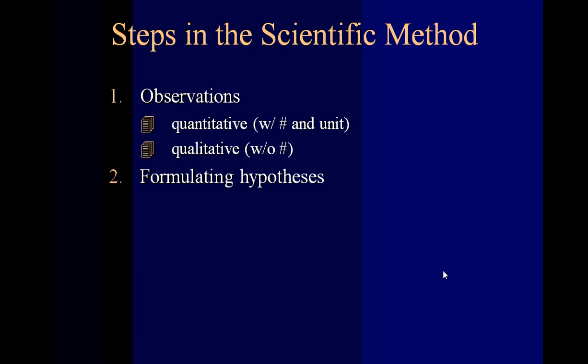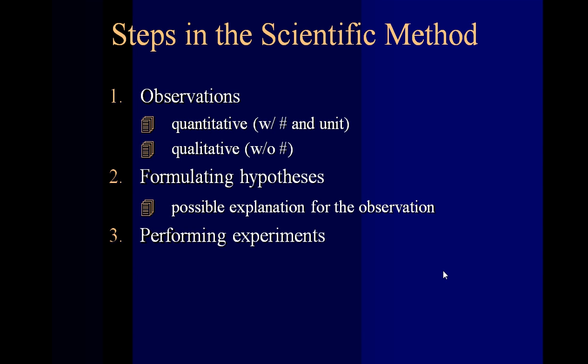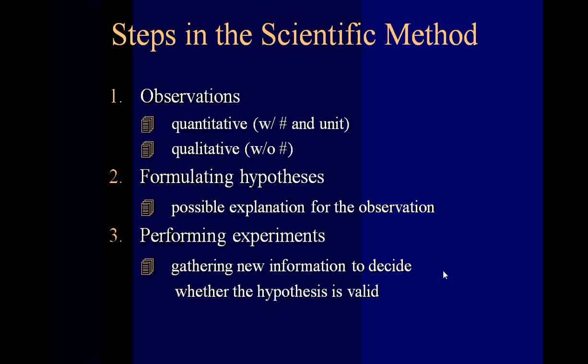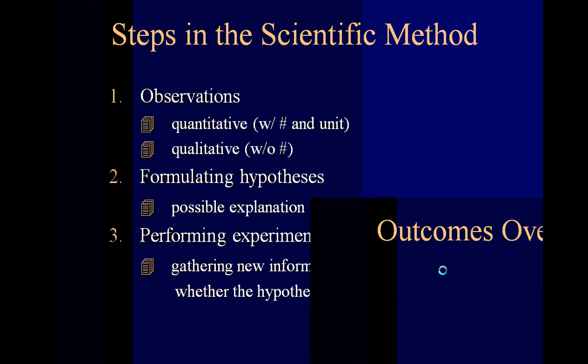So once we have made our observation, then hopefully we should be thinking about how did that happen, or why did that happen, or where did that happen. So the observations will formulate a hypothesis to answer the why question. It's a possible explanation for the observation. We will design some experiments, or you can try to recreate what you believe to have happened based on your hypothesis by gathering new information to decide whether or not the hypothesis is valid or true.